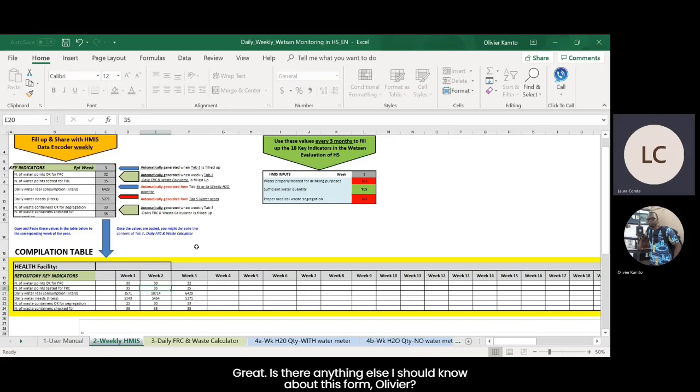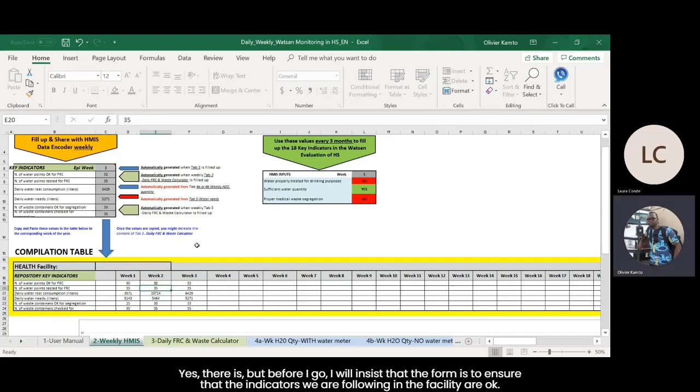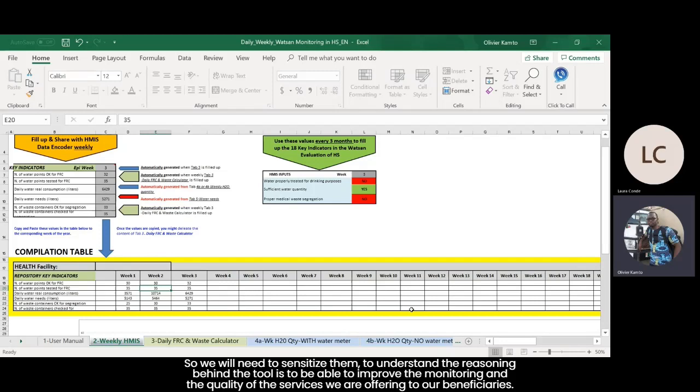Fantastic. Great. Is there anything else I should know about this form, Olivier? Yes, Laura, before I go, I would insist that the form, as we said a while ago, is to ensure that the indicators we are following in the facilities are okay. It is not an evaluation tool for you or for the people in the facilities collecting this information. So we'll have to sensitize them a lot to understand the reasoning behind the tool, to be able to improve the monitoring and improve the quality of the services we are offering to our beneficiaries.